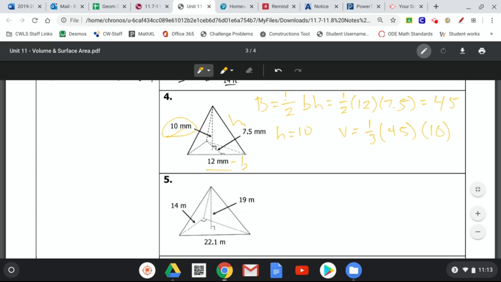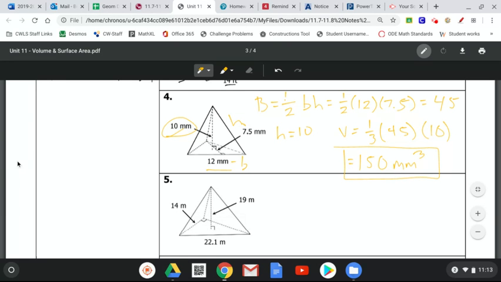All right, so leaving you guys with a little bit of suspense there to figure out the answer. So the answer for this one, do 45 times 10, divide that by 3. That's going to give you 150 millimeters cubed. 150 millimeters cubed.